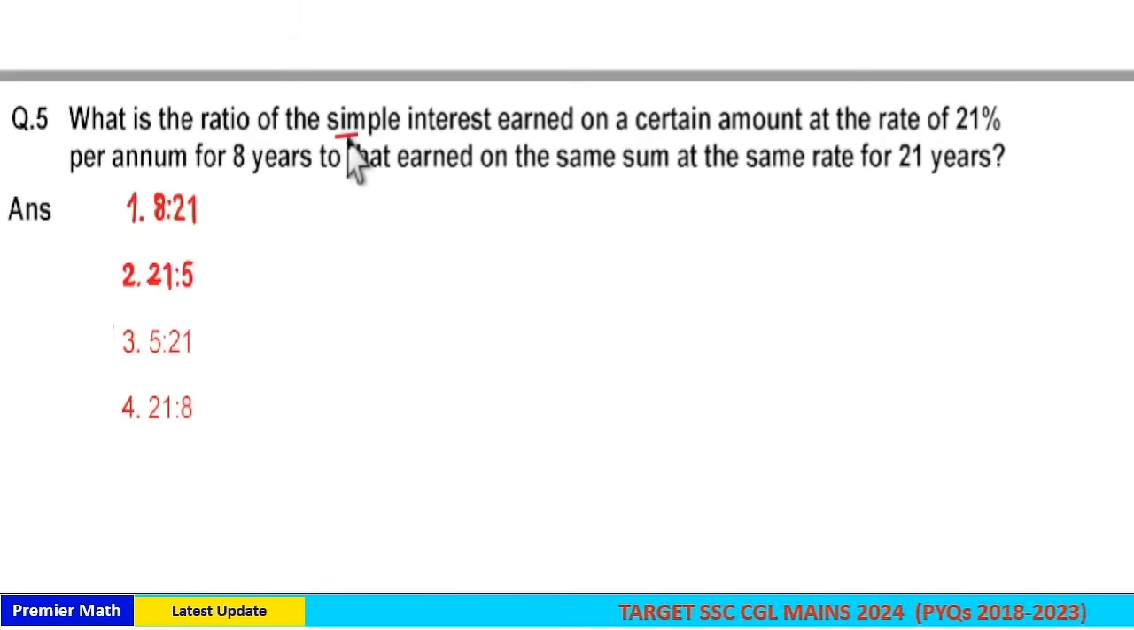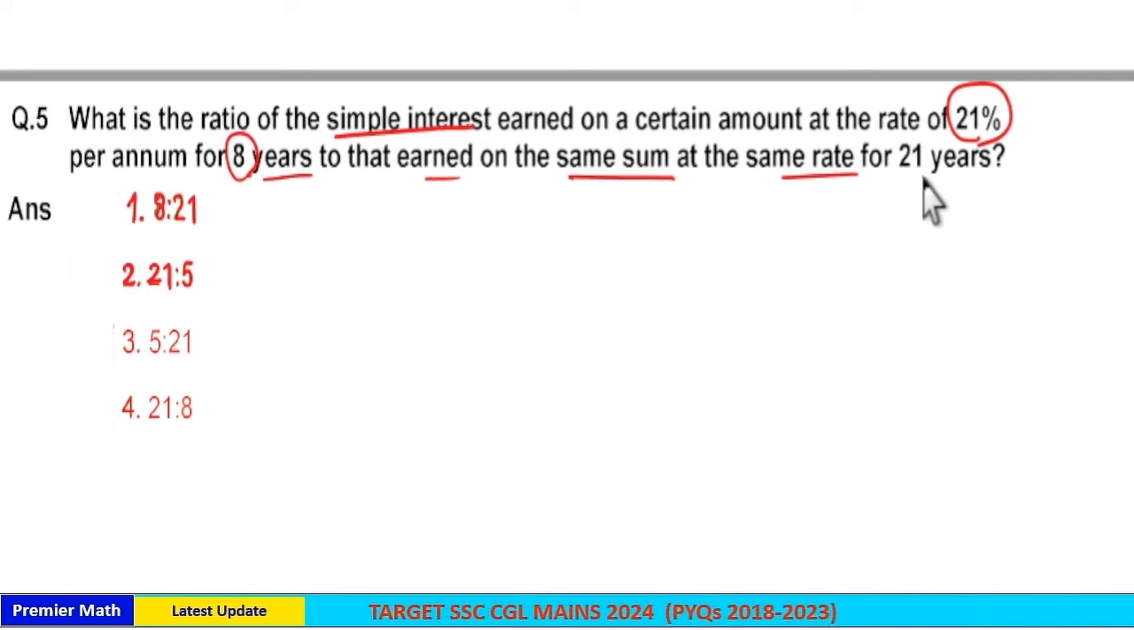What is the ratio of simple interest earned on a certain amount at the rate of 21% per annum for 8 years to that on the same sum at the same rate for 21 years? Here, simple interest is generated at the rate of R percentage for T years. So, simple interest ratio means R1T1 is to R2T2 for the same sum. But here, the rate is also the same.